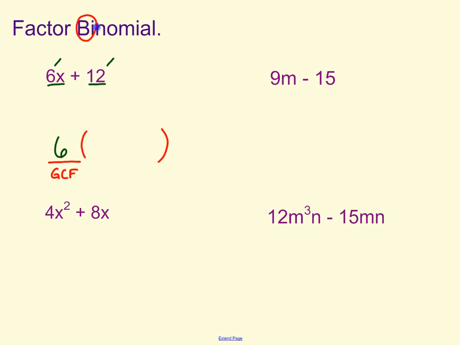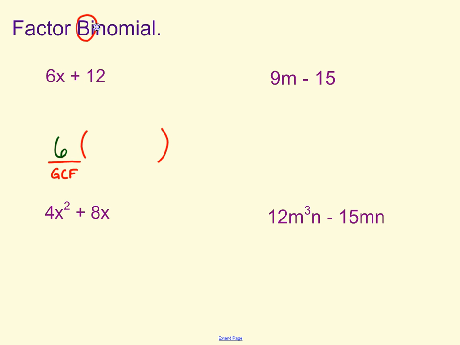So we're going to put a 6 out front. And now you do want to look at the variables. You have an x in the first term. Do we have an x in the second term? Is x a common factor for both of the terms? And in this case, x is not in both terms, so all we have is 6 for our GCF.